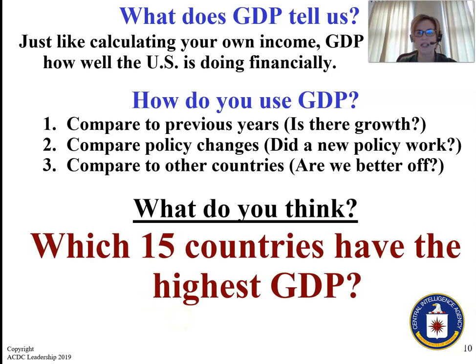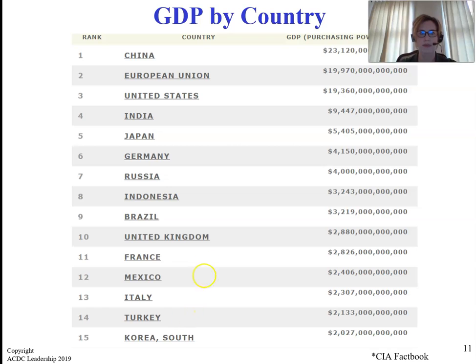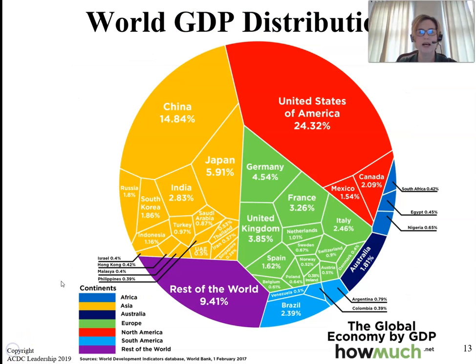So think about this. Which 15 countries would you guess would have the highest GDP? Looking at this list, probably not too many surprises here. The United States is third, according to data provided by the CIA. On this pie chart, the U.S. represents 24% of all global GDP.